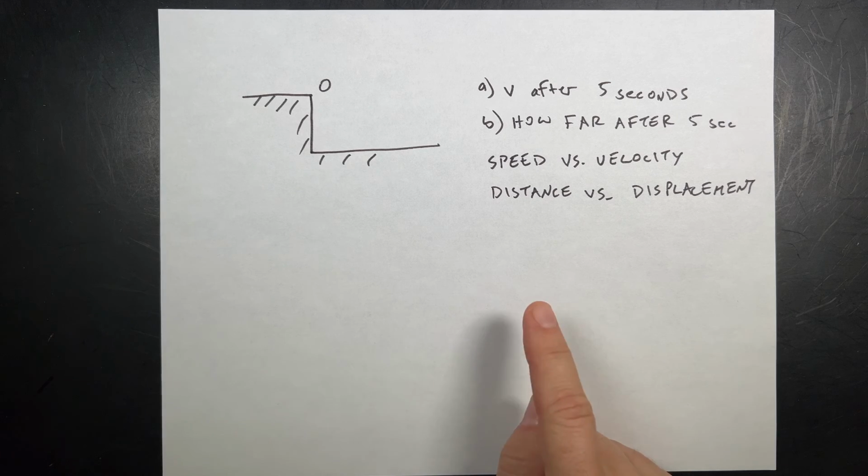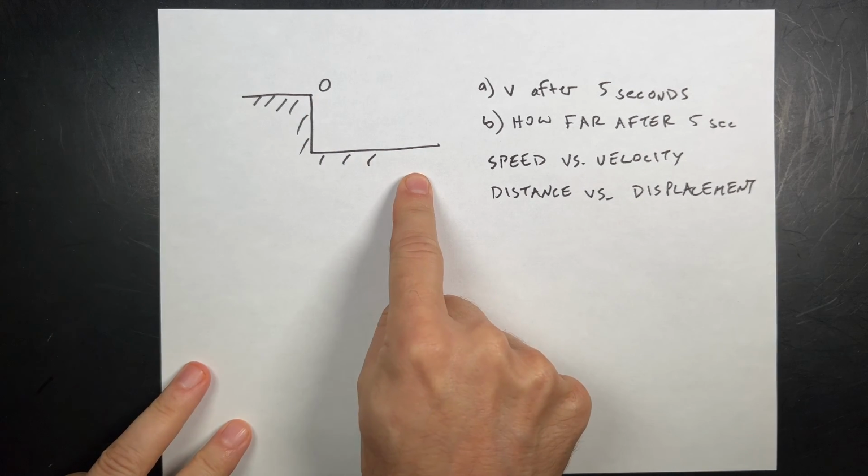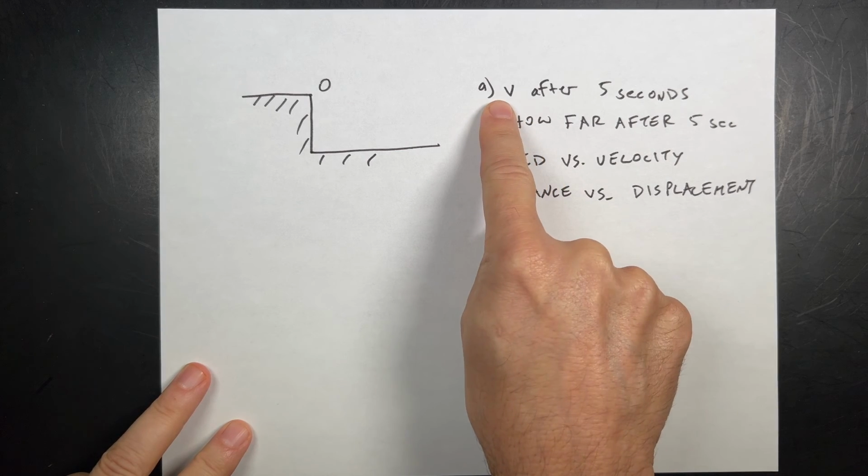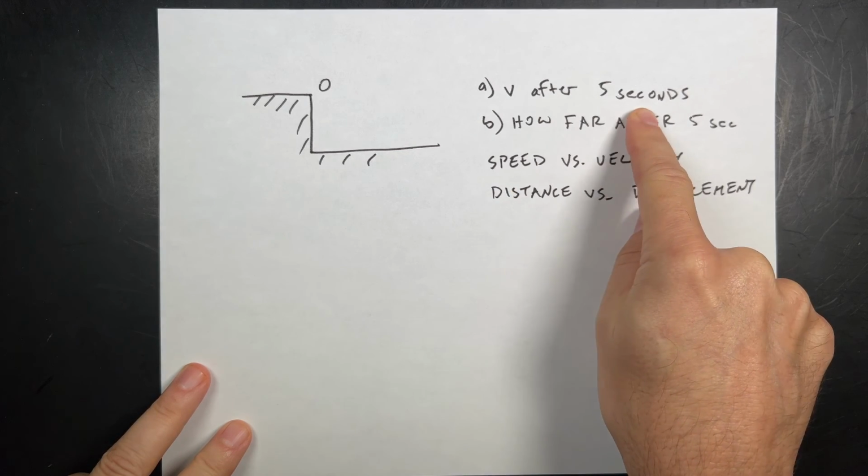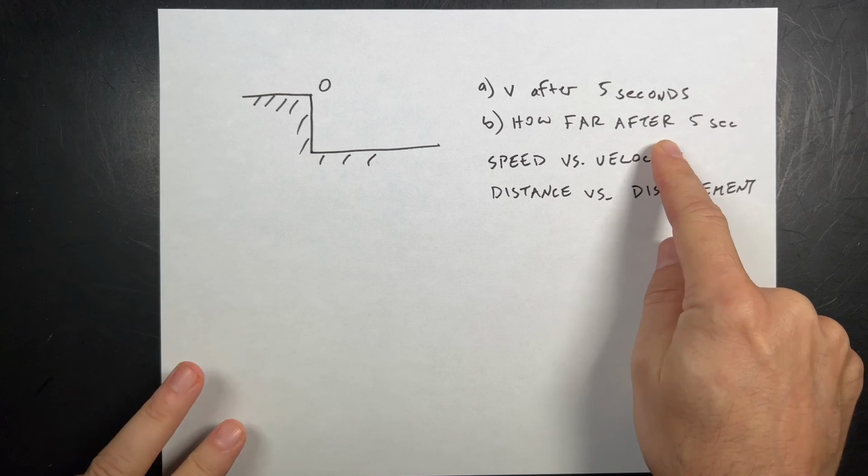A ball is dropped from rest off a cliff. A, what's the velocity after 5 seconds? And B, how far did it travel after 5 seconds?